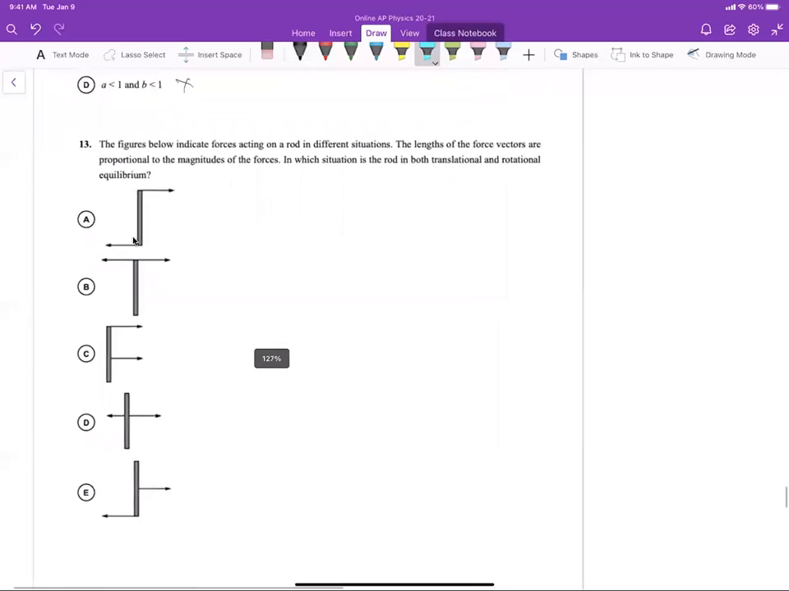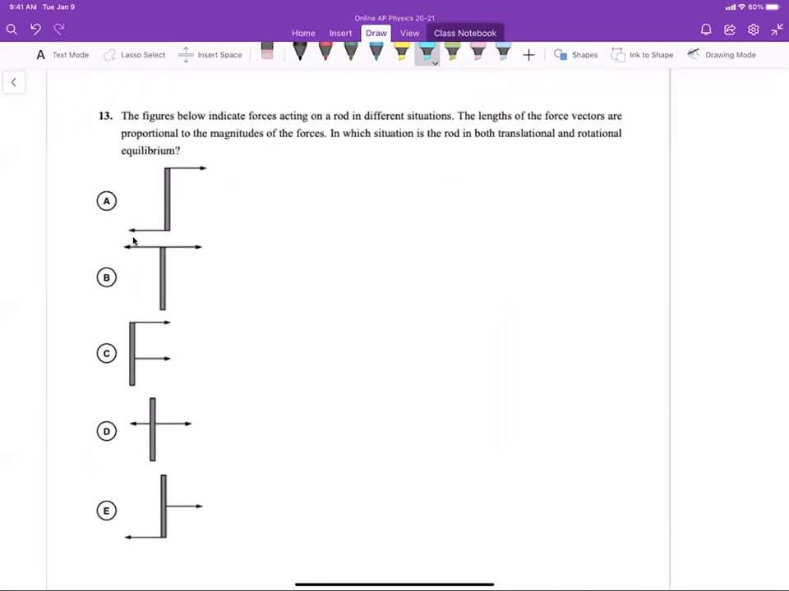Okay, in the figures below, indicate forces acting on a rod in different situations. The length of the forces are proportional to the magnitude of the forces. Okay, in which situation is both translational and rotational in equilibrium? So, oops.